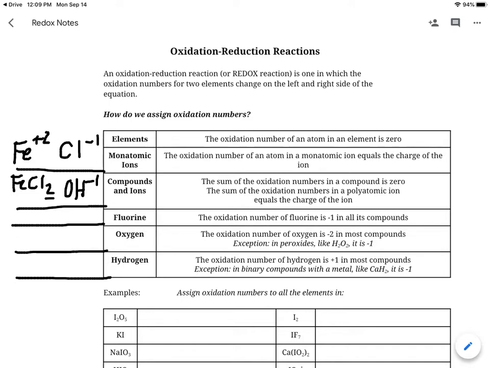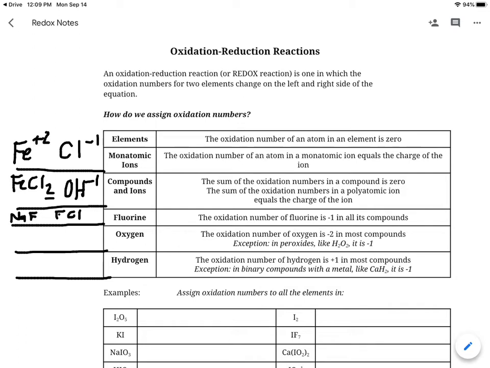The next rule is about fluorine, and that is whenever fluorine is in a compound, its oxidation number will be -1 all of the time. So if the compound we're looking at is NaF, fluorine would be -1, and sodium would be +1, so that the sum is 0. And if instead the compound was FCl, fluorine would still be -1, because in a compound it always is, but chlorine now would be +1, so that the sum of the oxidation numbers is 0.